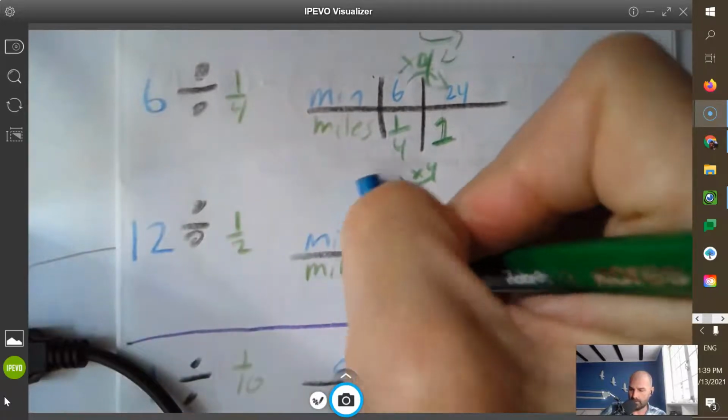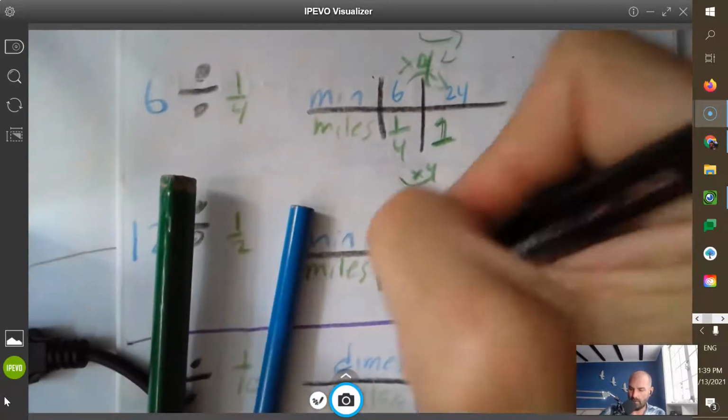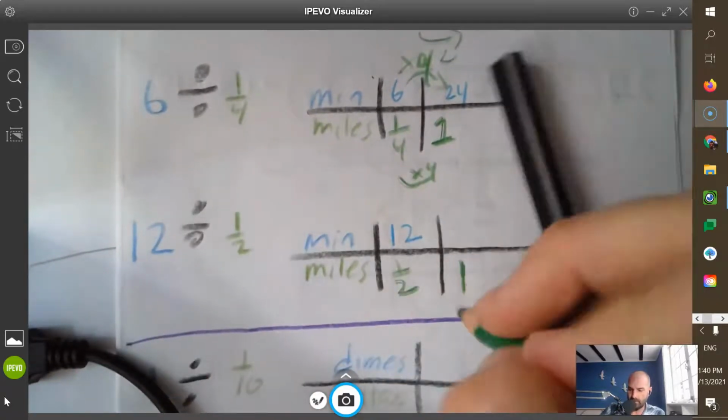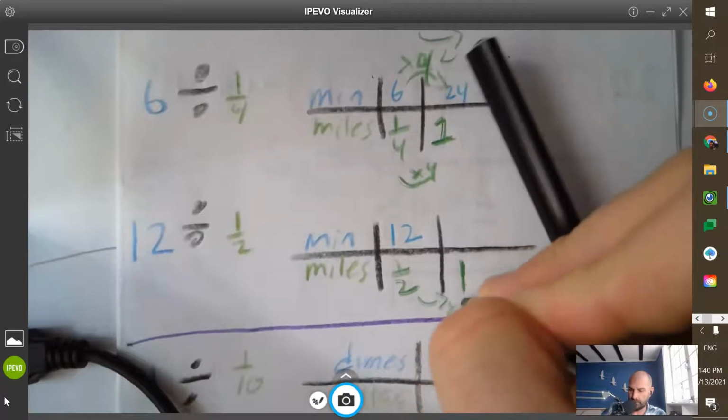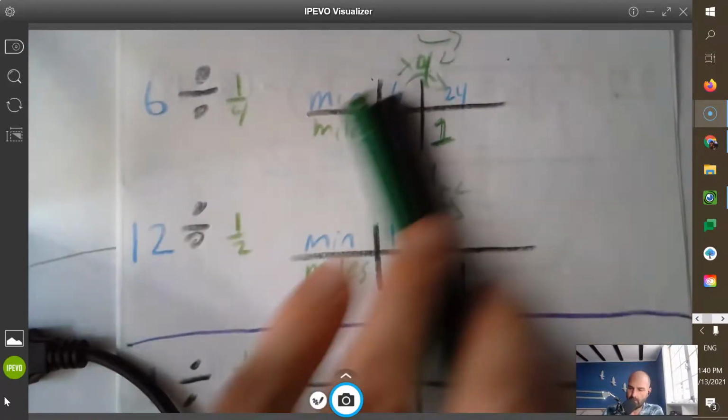And we're going to go from half a mile to 1 whole mile. So how do we go from half to 1 whole? Well, we double it, right? We multiply by 2. So we're going to multiply by 2 up here, and we're going to get 24.